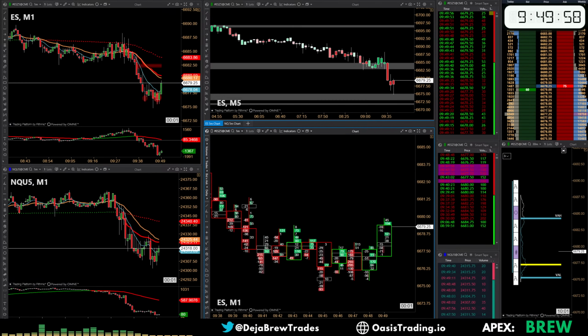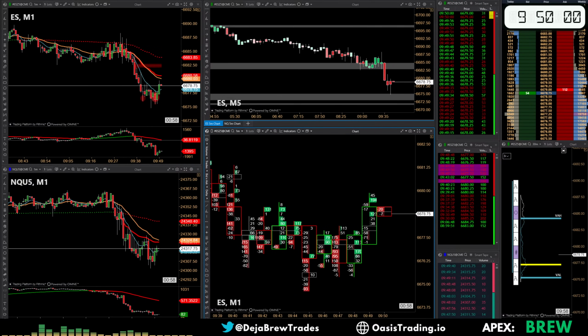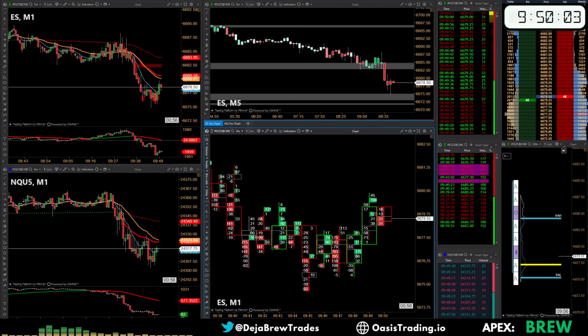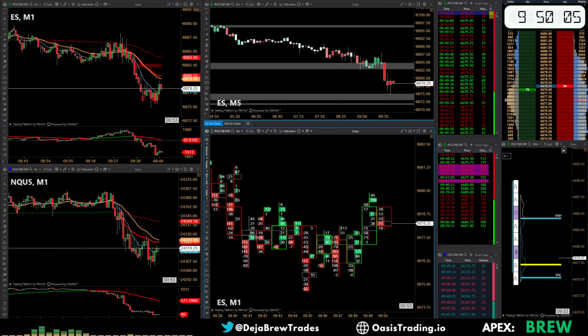Keep a close eye on this bounce back into the daily VWAP and the 24. If it's pretty aggressive, it's going to sell that pretty much immediately.